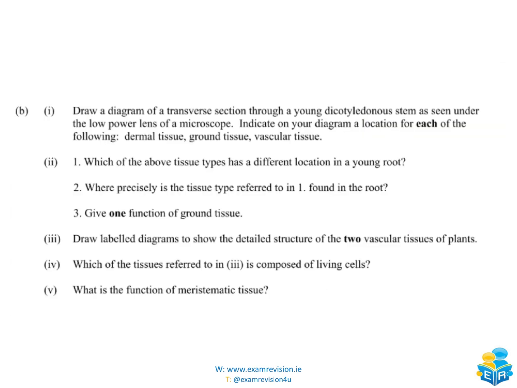So we're going to have a quick look at an exam question here. It says, draw a diagram of a transverse section through a young dicotyledonous stem as seen under the low power lens of a microscope. Indicate on your diagram a location for each of the following: dermal tissue, ground tissue and vascular tissue. Now, really important here to look at the keywords. So it says a dicot. So we've known from the last slide there that the dicot is going to have the vascular bundles arranged in a ring. So we're going to have transverse section as well. We're cutting across. So we're going to have our dermal tissue on the outside. We're going to have our vascular bundles arranged in a ring on the inside.